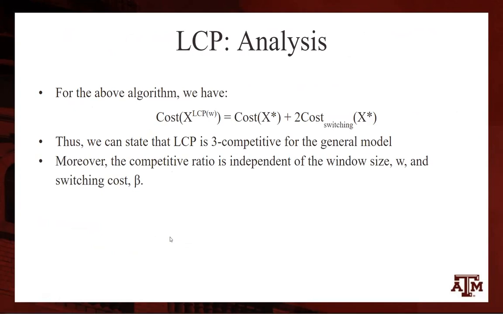It can be found that this relation holds true with the cost. Therefore, we can say that LCP is 3 competitive when compared with the optimal cost. But in practice, the gap is even smaller because switching costs will be much smaller. This is because we would need to toggle servers only once a day because of diurnal traffic. And in addition to this, the competitive ratio is independent of the switching cost beta and the window size W.